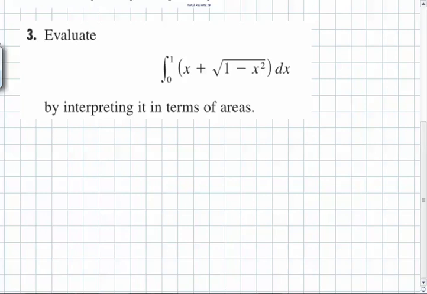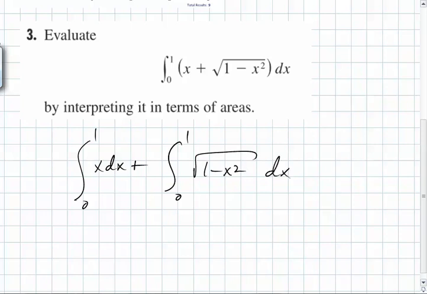Separate it into two integrals. That's what you want to do first. So you have the integral from 0 to 1 of x dx plus the integral from 0 to 1 of the square root of 1 minus x squared dx. You're treating it as the sum of two integrals. Absolutely. One of those is quite easy.